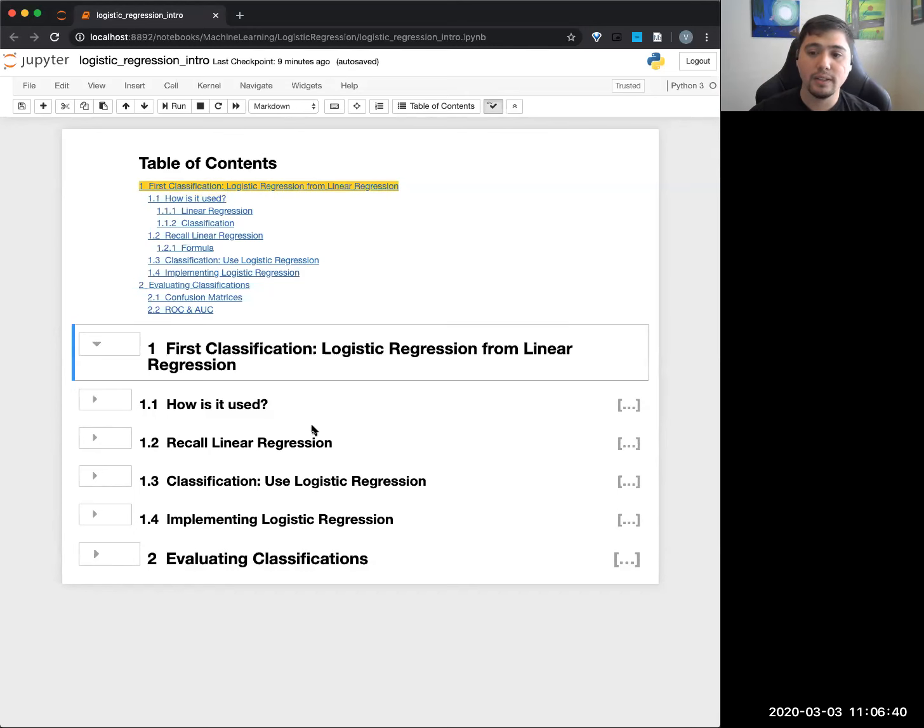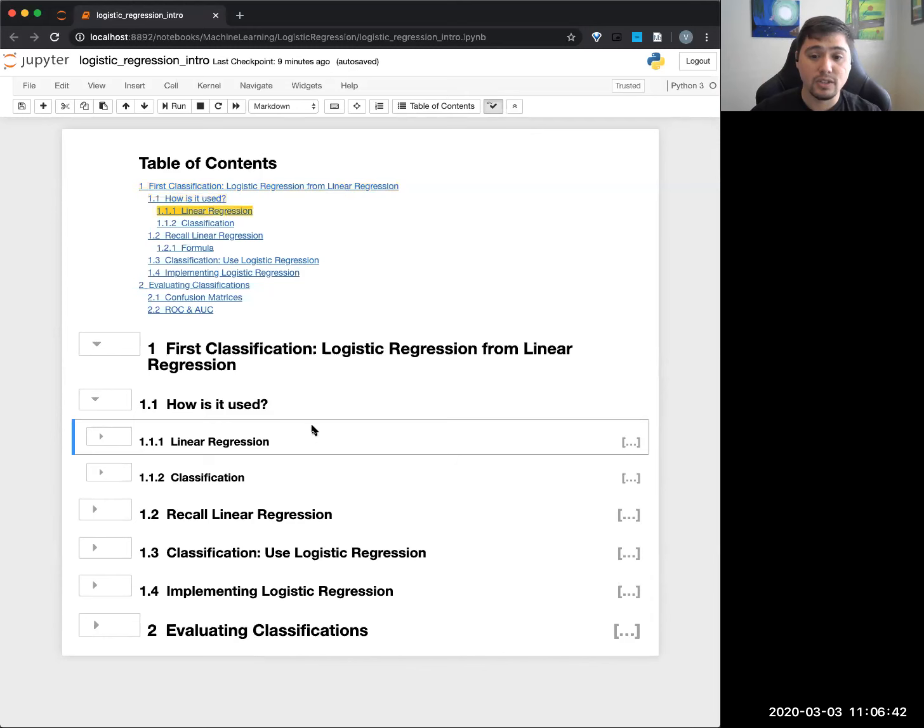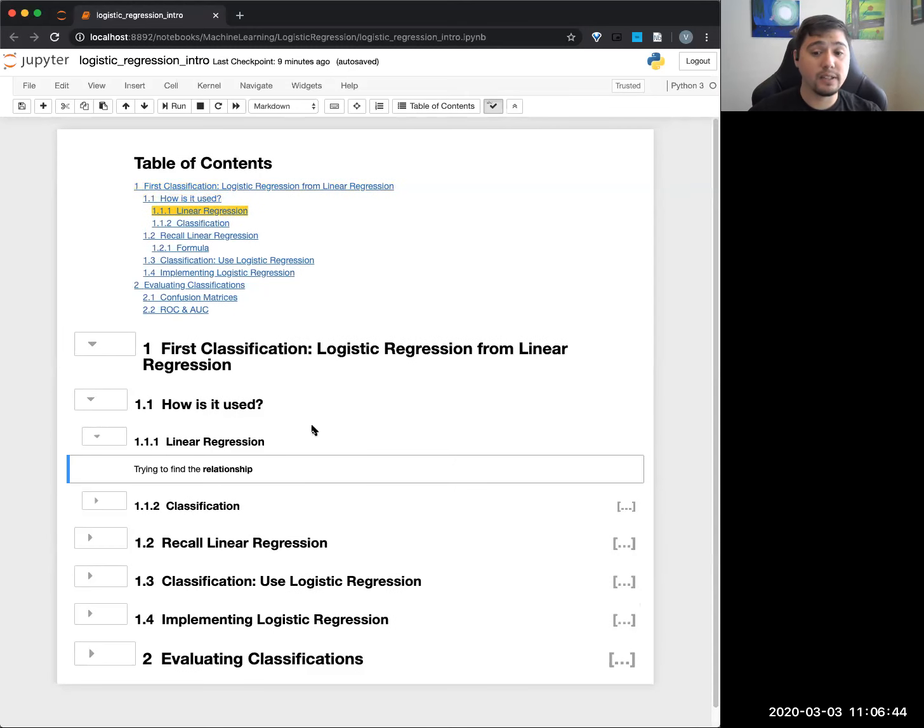Okay, so logistic regression from linear regression. How is it used? The first thing we need to talk about is linear regression. Linear regression is really about trying to find a relationship. With simple linear regression, you have one variable, one feature, and one target, and you're trying to find a relationship between those two. Think of a 2D plot.